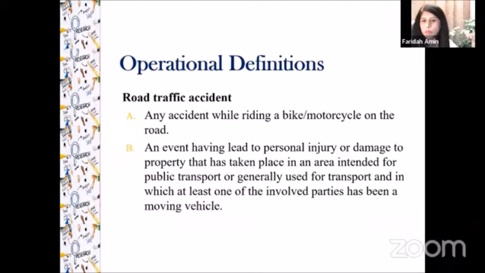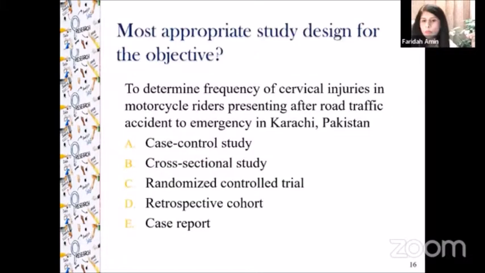So let me give you a few examples, and maybe you could guess and tell me which study design is the best one to use for these objectives. To determine frequency of cervical injuries, the same objective I have already mentioned, in motorcycle riders presenting after RTA to emergency, which of the following study designs would you use? Which is the most appropriate one for this objective? Observational is right, Rabi, but that's not an option, right? So you need to choose from A, B, C, D, or E. Which one of these study designs is the best one for this objective?